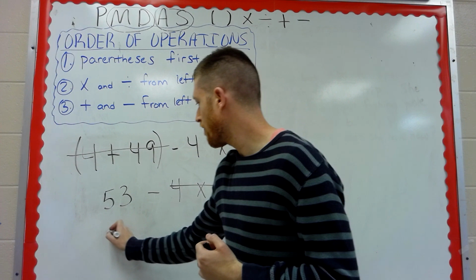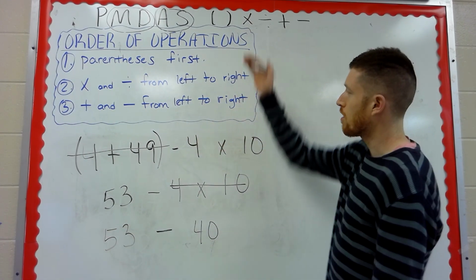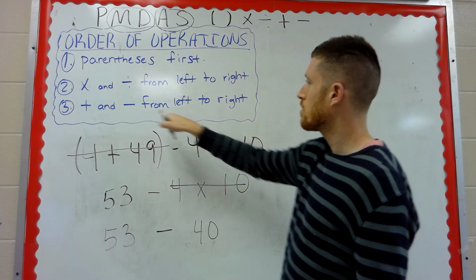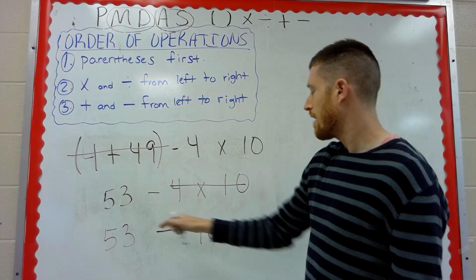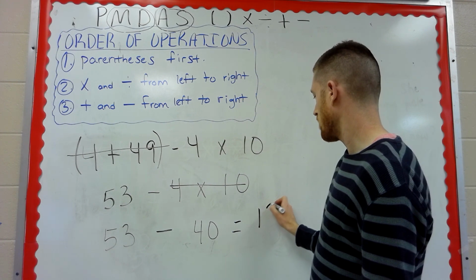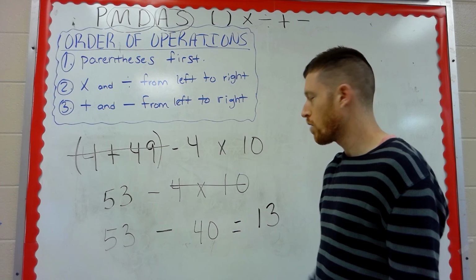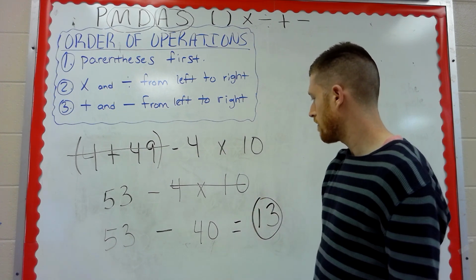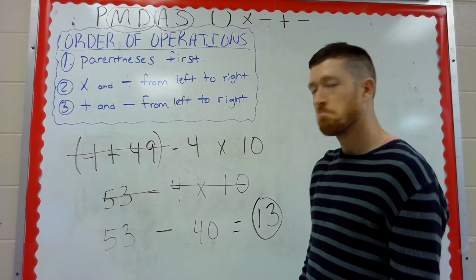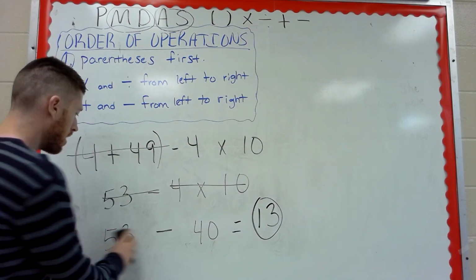And now we just have the 53 and the minus sign. So we did our parentheses. There was no division, but there was multiplication. We did that part. Now we're going to subtract because there's no addition. And 53 minus 40 equals 13, right? Now what's left? When you find the difference between 53 and 40, you've got 13 left. And that is completely solved now because you've used all those parts. Not too bad?